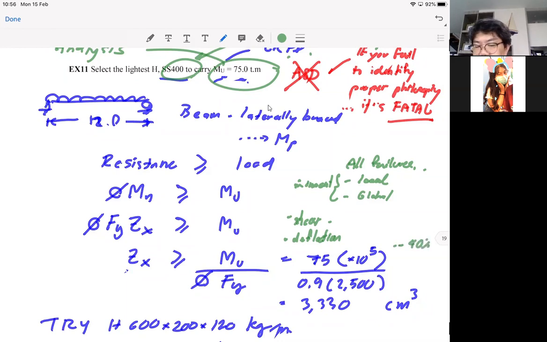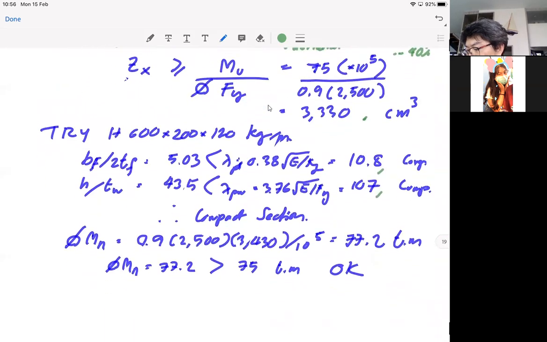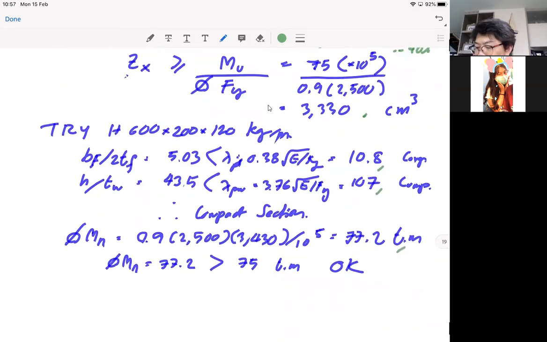50% will come from your calculation, whether or not you can calculate your moment correctly, whether or not you can check your local failure correctly, and whether or not you can carry out everything correctly, which is 50%. And if you can summarize in the end that this section is safe, you can use this section, that's another 10%. That's how you get 100%.